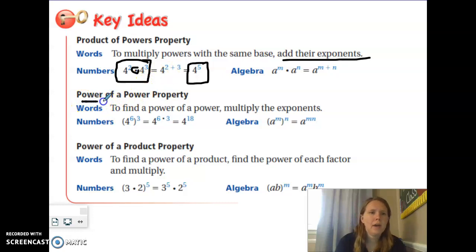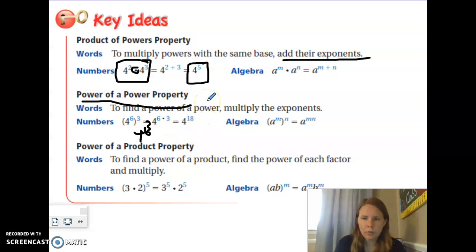The other one is the power of a power property. To find a power of a power, multiply the exponents. So it means you're taking a power and raising it to another power. You're usually going to see it within parentheses. So you have the base 4, with a power of 6, and then you're also taking this to a power of 3. This is the case where you're going to multiply the exponents. So you're going to take 6 times 3. This gives me 18. So now I have an answer of 4 to the 18th.